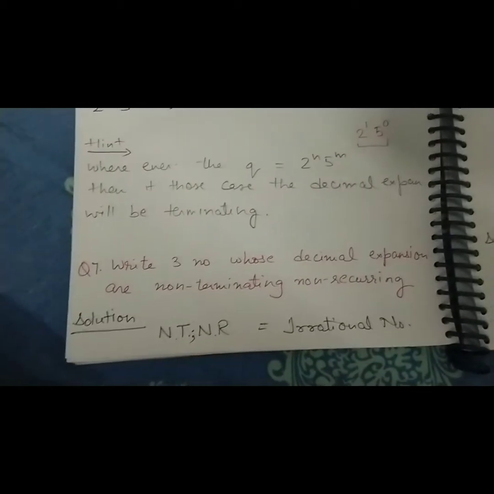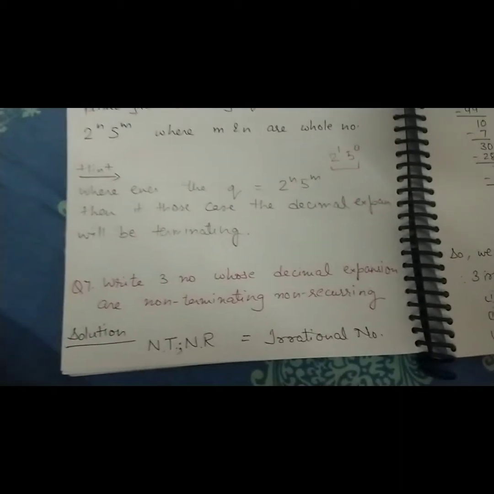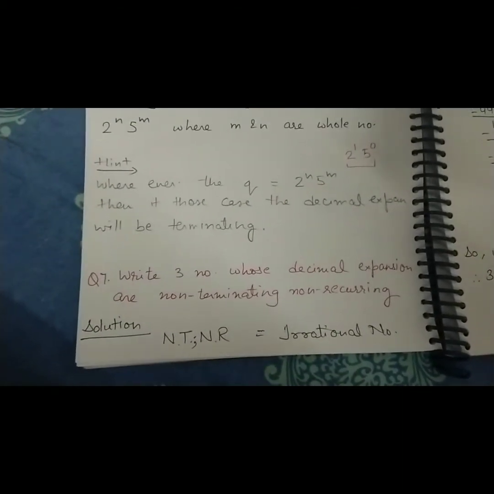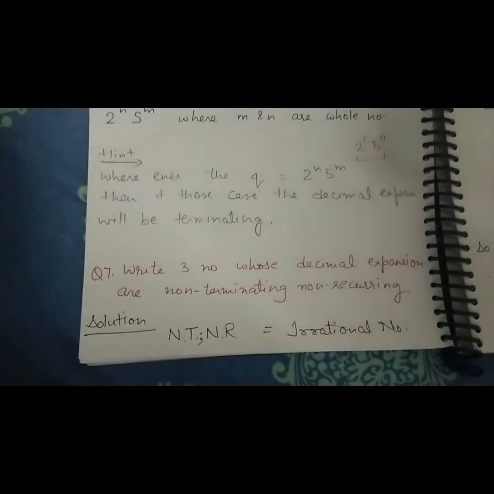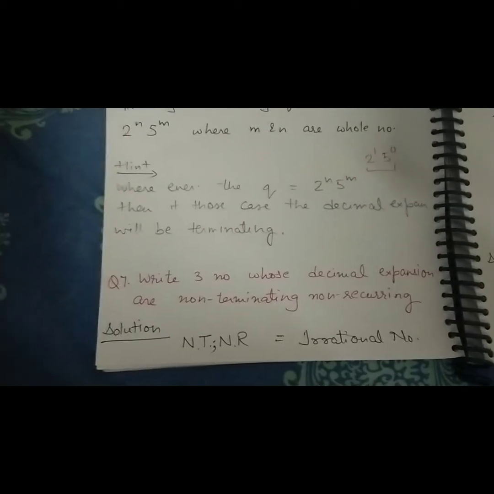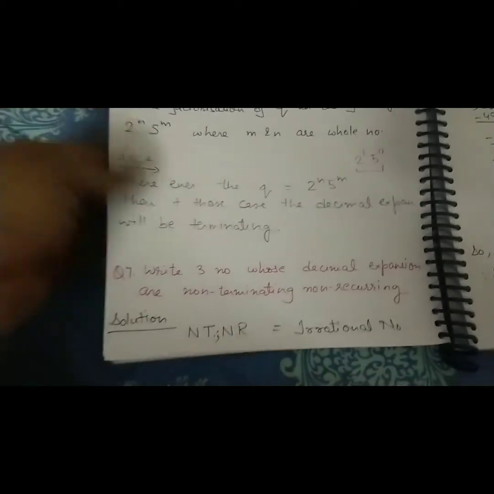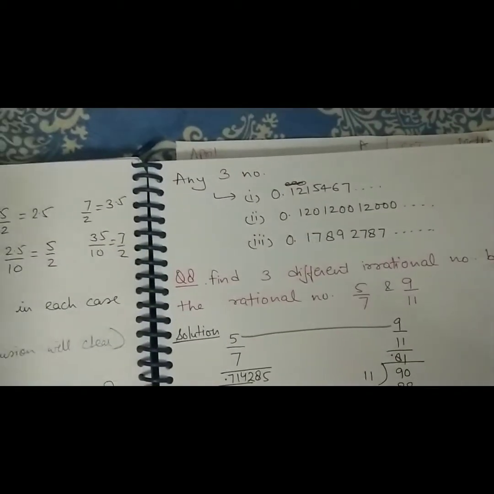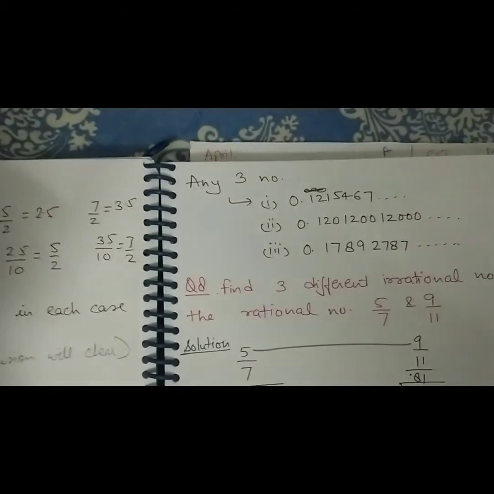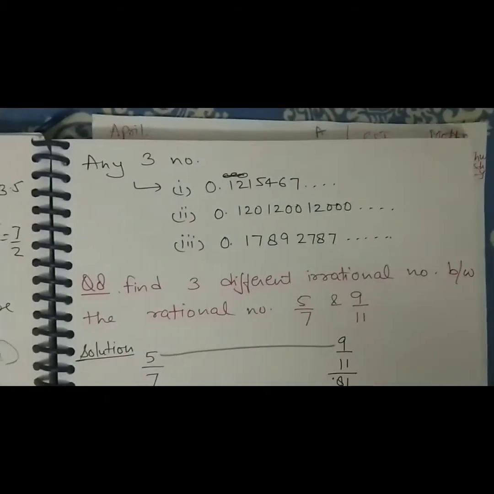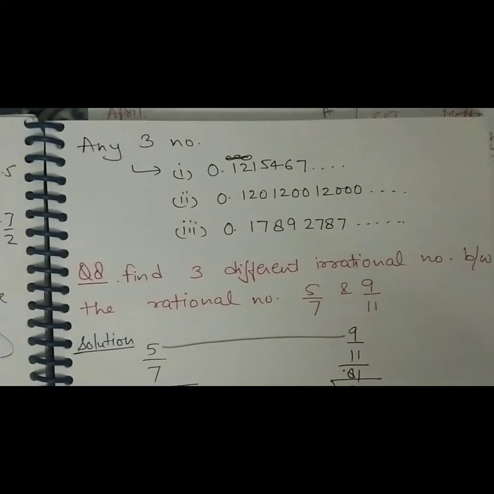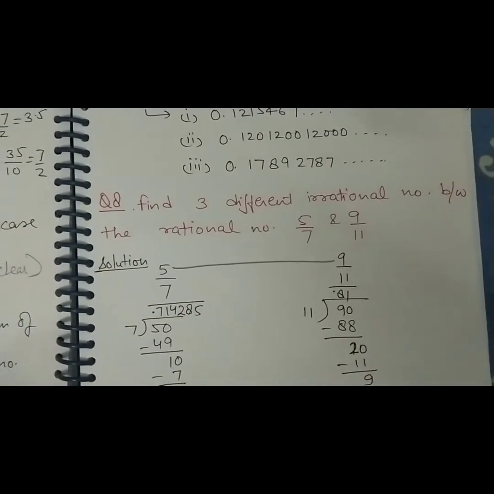It says write 3 numbers whose decimal expansions are non-terminating and non-recurring. So it's up to you. You can write it as you wish. I have written any 3 numbers which are non-terminating and non-repeating. So these were my wish of answers. Now let's move to question number 8.